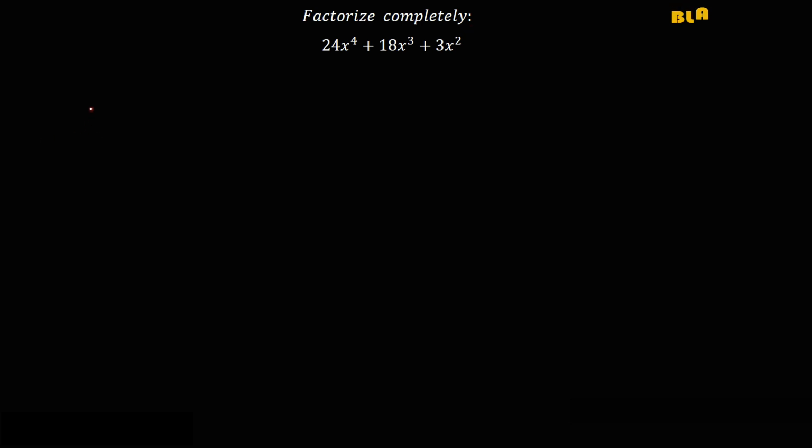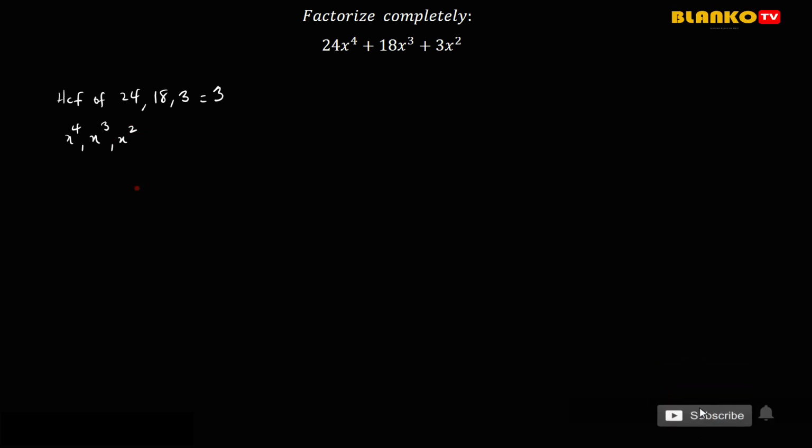First, let's find the HCF of 24, 18, and 3. The HCF of 24, 18, and 3 is 3. Now let's take the variables: x^4, x^3, and x^2. Then pick the variable with the smallest power. The variable with the smallest power is x^2.